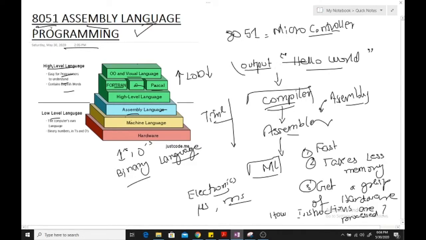So let's move on towards the term that I talked about earlier. It is microcontroller. What is a microcontroller? Most commonly, microcontroller and microprocessor are used interchangeably, but these two are distinct things, and we will understand in our next slide. So let's move on.